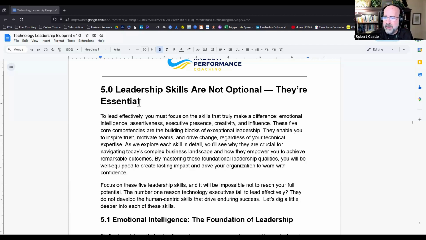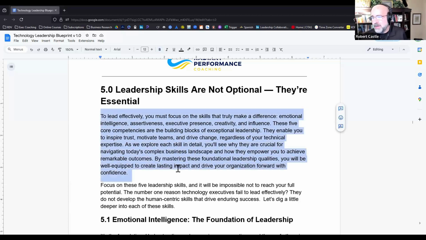Leadership skills are not optional, they're essential. To lead effectively, you must focus on the skills that truly make a difference: emotional intelligence, assertiveness, executive presence, creativity, and influence. These 5 core competencies are the building blocks of exceptional leadership. They enable you to inspire trust, motivate teams, and drive change regardless of your technical expertise. As we explore each skill in detail, you'll see why they're crucial for navigating today's complex business landscape and how they empower you to achieve remarkable outcomes.